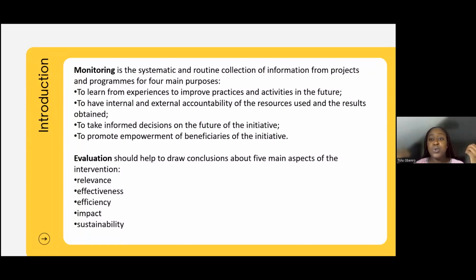Monitoring in itself, to learn from experiences. So it could be to learn from a past project, it could be to learn from a past experience, it could be to learn from something that has been done. It's also a framework to have internal and external accountability.